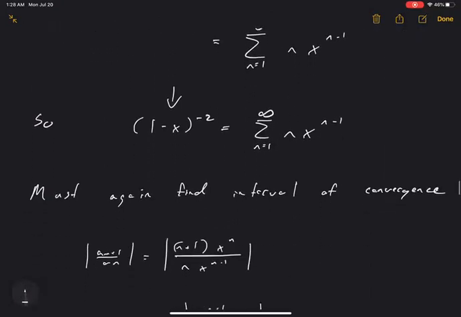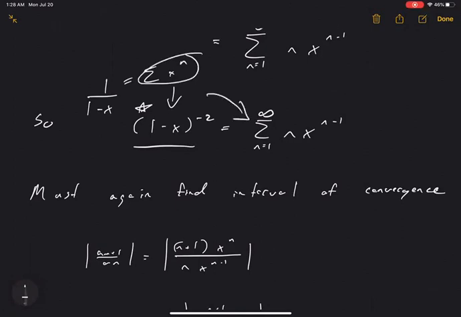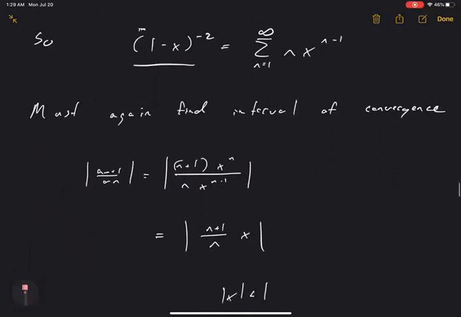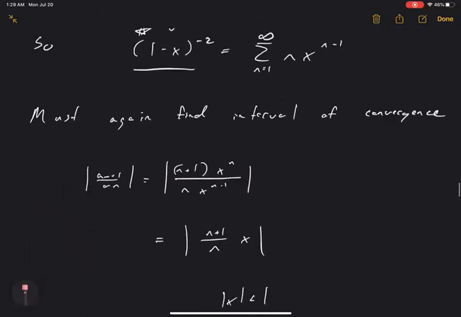So if I'm asked what the power series for this is, and I can spot that, okay, this thing is the derivative of 1 over 1 minus x. Then what I do is I find the power series for this, and then I differentiate this power series, and that should give me the power series of the derivative. Okay, so mouthful there. And then again, we should find the interval of convergence and radius of convergence.